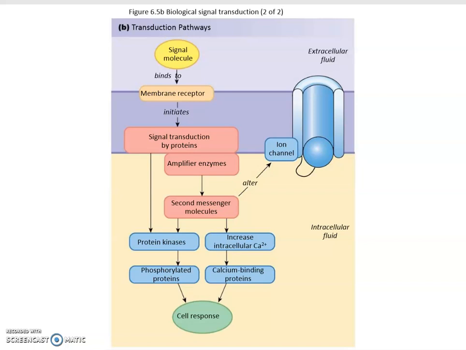Very likely this whole system will involve amplifier enzymes. So these are typically kinases, or it could be adenylate cyclase, that will then form a second messenger that then activates more protein kinases, releases intracellular calcium, and ultimately you're going to get your cellular response. Alternatively, you could also open an ion channel that then alters the flux of ions that will change the membrane potential, and that in the end gives you your cellular response.